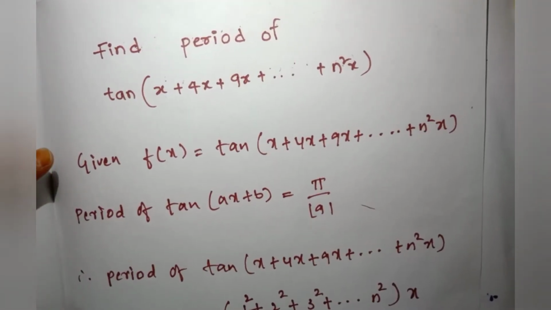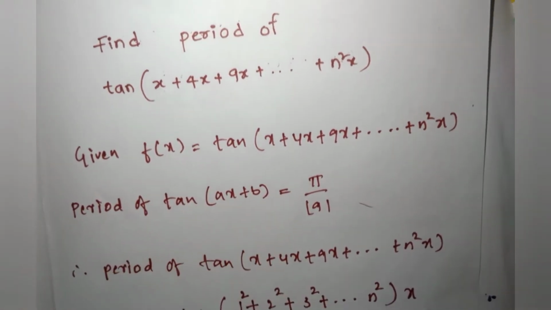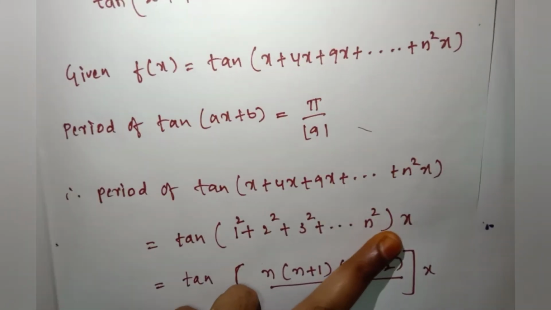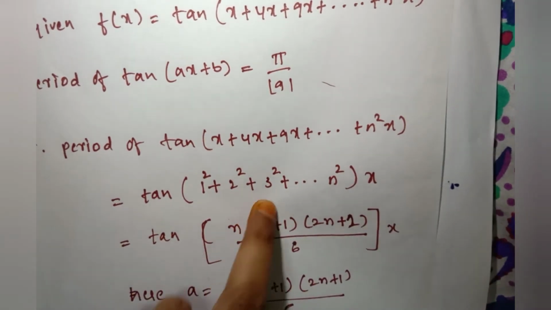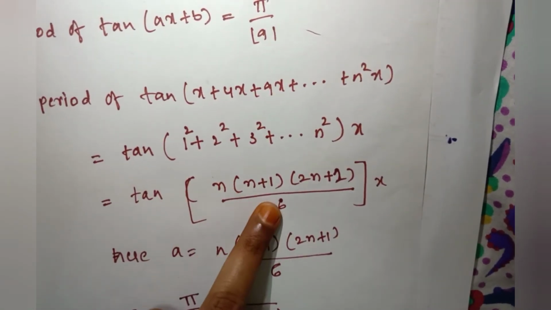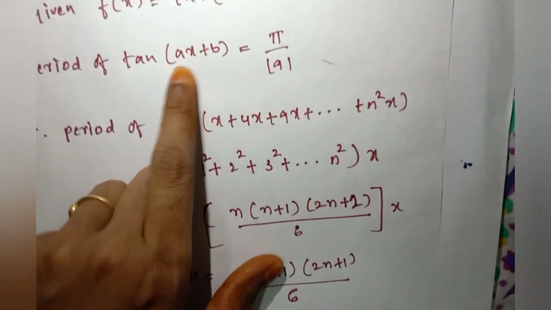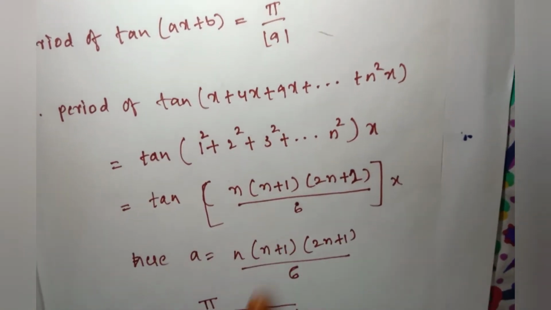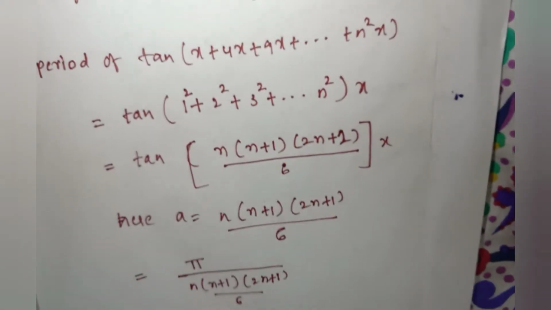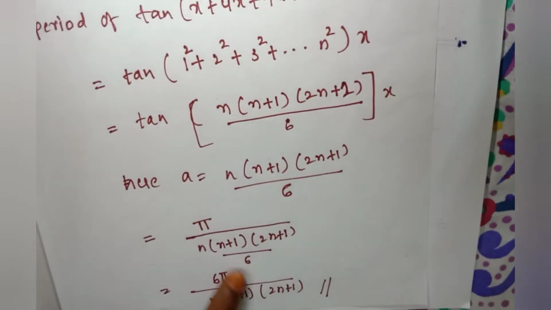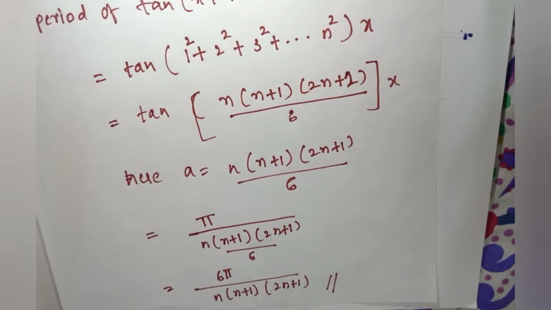Once more, a quick revision of this. This is the question, and the formula is π/|a|. I have taken x as common here, so it will be in the form of 1² + 2² + 3² till n². This is the sum of squares of the first n natural numbers. The formula is n(n+1)(2n+1)/6. Here the x coefficient is a. I have substituted it in π divided by a, and when it is divided, the 6 goes up and becomes multiplication. So 6π divided by n(n+1)(2n+1).